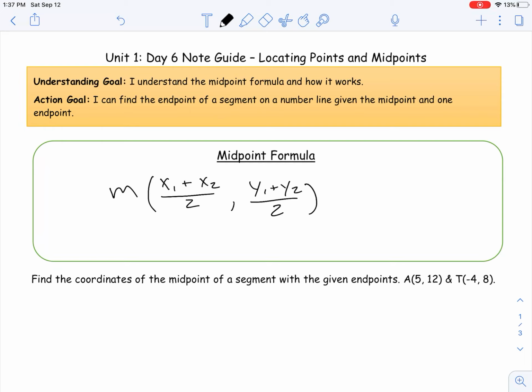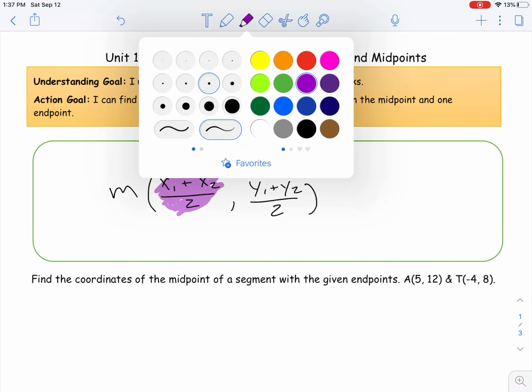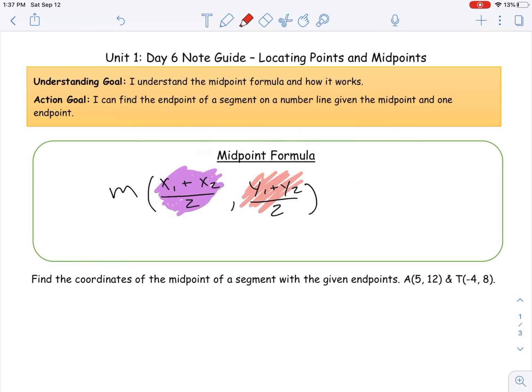So the midpoint is made up of basically the average of your x's. That's how I describe it. I say it's the average of your x's and then the average of your y values to get your y value. But we will discuss it as we go through these problems.